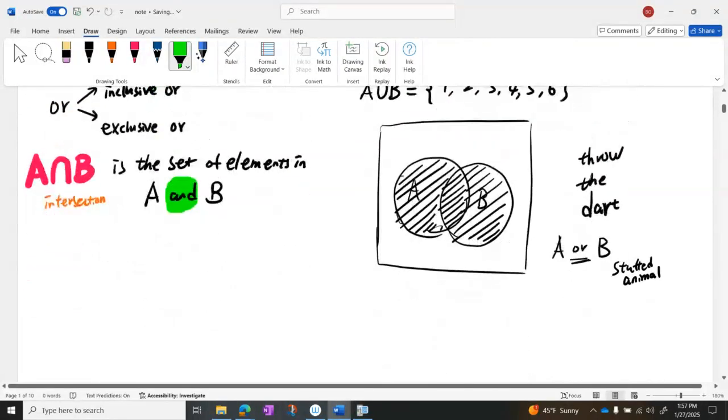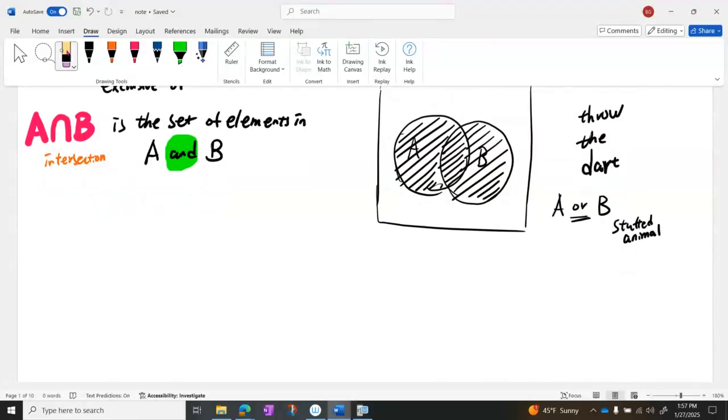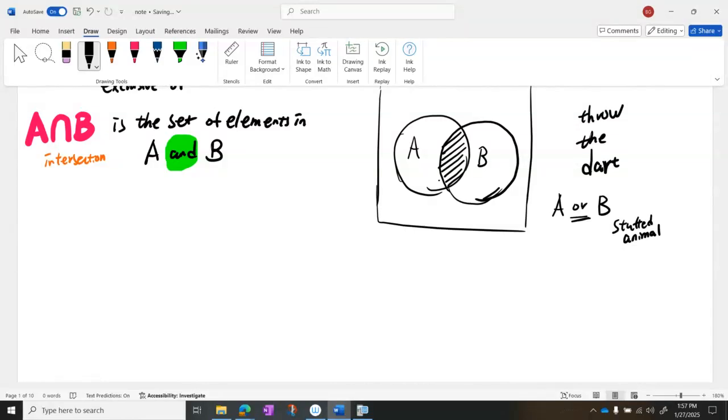And let's go back to the example that I gave you in the park. The little kid threw the dart, right? And the owner says, if you hit the region A and B, you get a what? A robot. Get a robot.